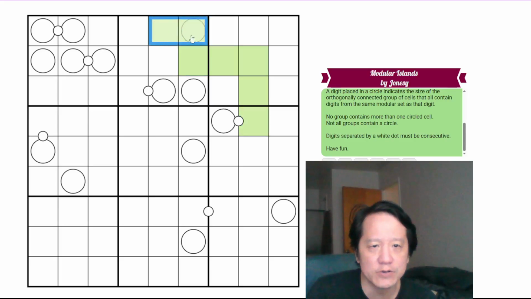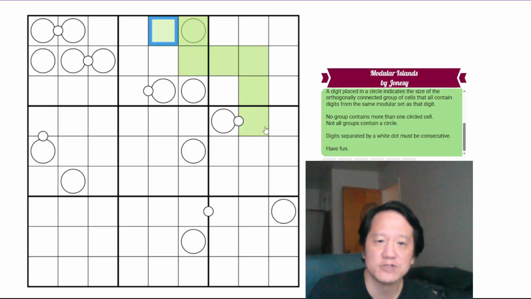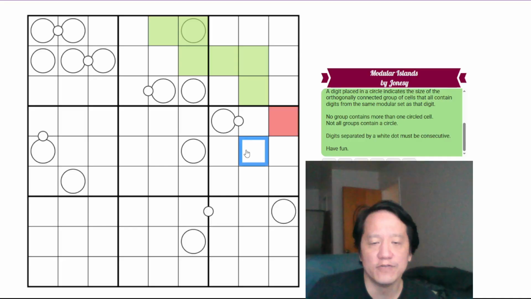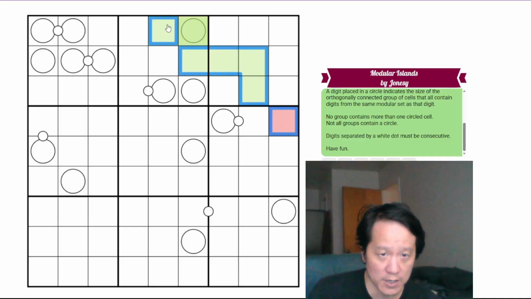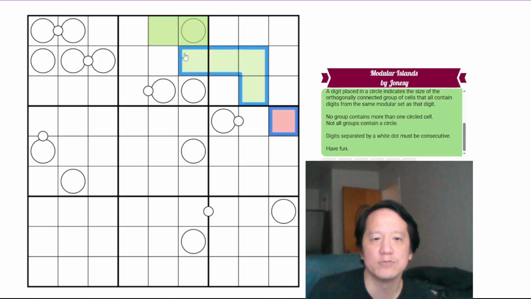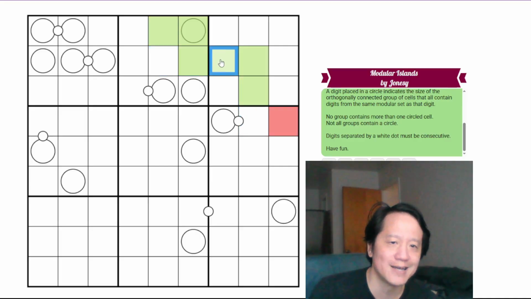So this would be a valid orthogonally connected group if you can go from any cell in the region to any other cell in the region just by going through edges while staying within the region. So for example, to get from here to here, you just follow these edges here and you would be able to get there. This would be an example of a region that is not orthogonally connected because to get from this cell to any of the cells in the region, you cannot just go through edges while staying within the region. You would have to go through a corner, or go through an edge but exit the region, which is not allowed.